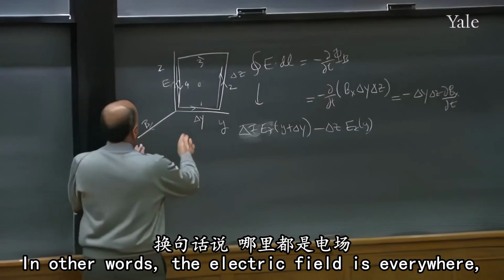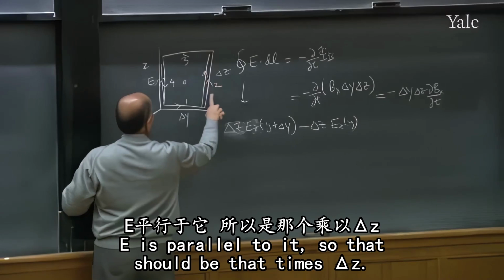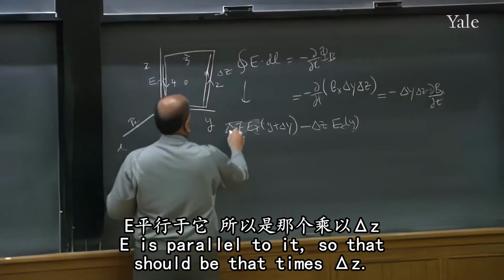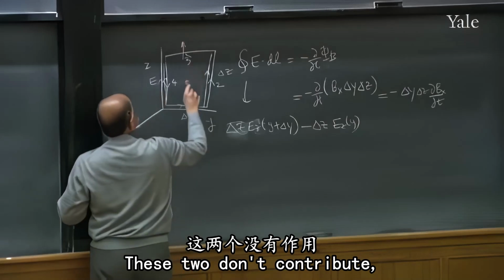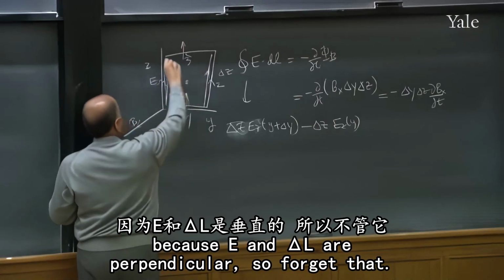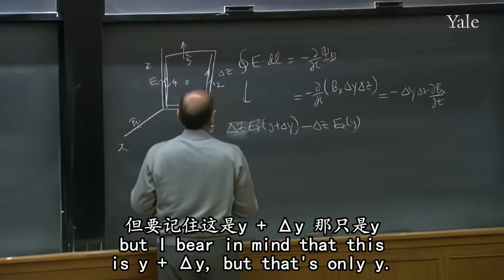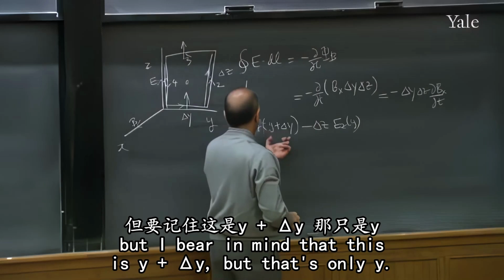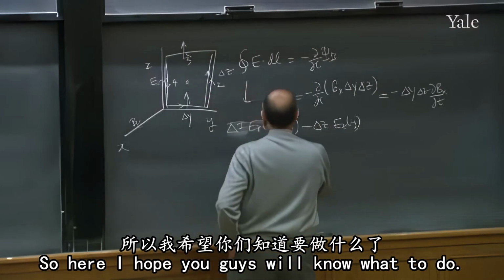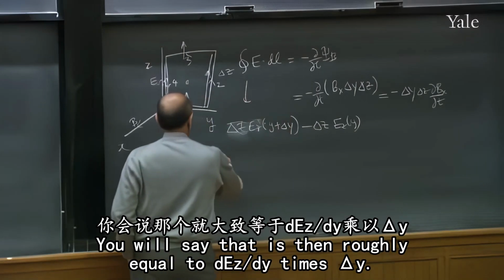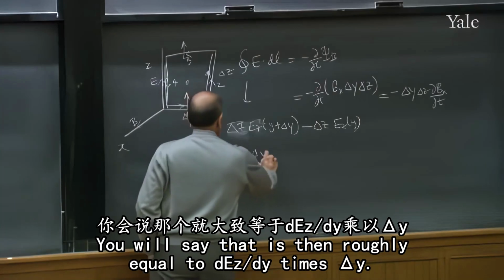In other words, the electric field is everywhere going up. So it goes up here. dl is parallel to it, so that should be that times delta z. These two don't contribute because E and delta L are perpendicular. So forget that. But this one goes in the opposite direction, so I subtract it. But I bear in mind that this is y plus delta y, but that's only y. So here I hope you guys will know what to do. You will say that is then roughly equal to dEz over dy times delta y.